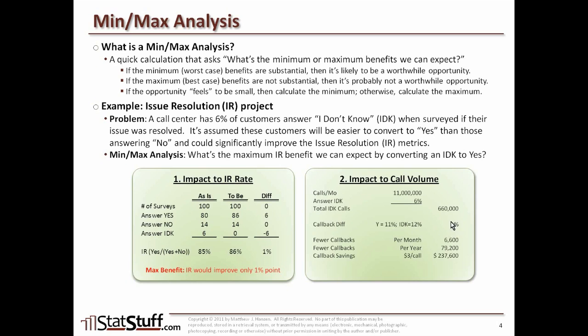So what's the impact of reducing 1 percentage point in the callback rate among all the calls that those folks who say I don't know, depending on what their call volume was? Well, what we found is when we calculated out, 1% of that ends up being about 6,600 fewer calls. And then over a year, it ends up being about 79,000 fewer calls.